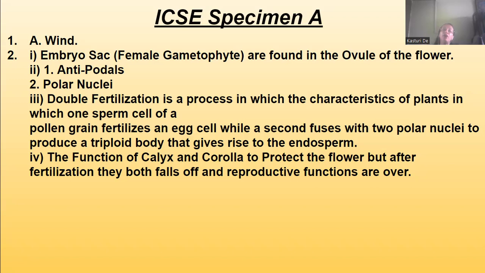Now the fate of the calyx and corolla. Calyx and corolla are the flower parts which will fall off after fertilization. Their main function is to protect the flower. So after fertilization, they wither and fall off, as the protective functions are over. Sometimes the calyx remains attached, but actually its function is not there.